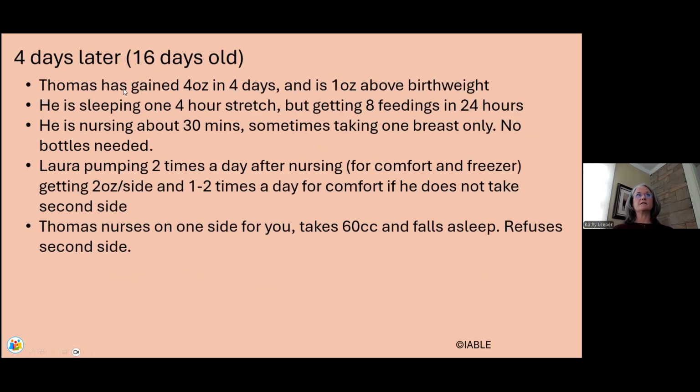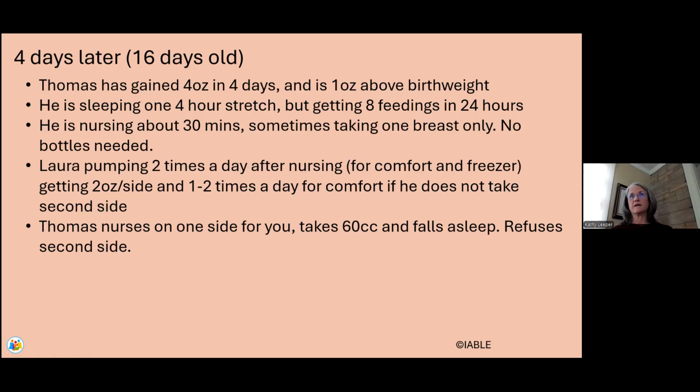So at 16 days, he's gained an ounce a day, which is appropriate, and he's now 1 ounce above birth weight. He's sleeping one 4-hour stretch at night, but getting 8 feedings in 24 hours. He's nursing about a half an hour at a time, but sometimes only taking one breast, and haven't used any bottles at all. Laura's pumping twice a day after nursing for comfort, and she wants a little for the freezer, getting 2 ounces per side. And she's still pumping once or twice a day for comfort for less than an ounce.